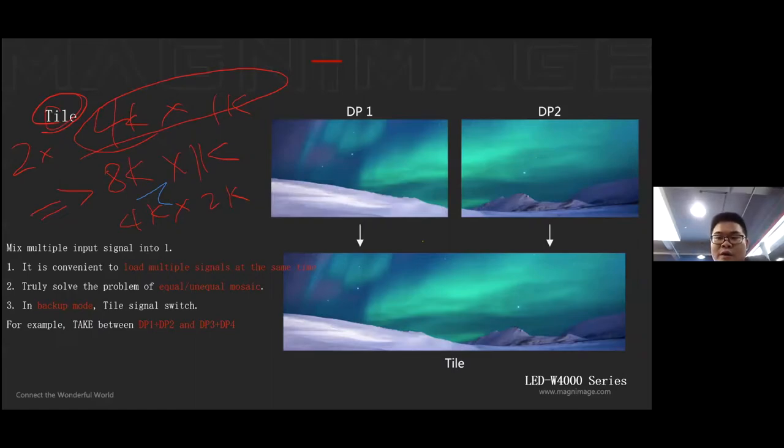Also, with this tile you can have four pieces of 2K by 1K input and make it 8K by 1K or 4K by 2K. Yeah, just here, DP1, DP2, same.